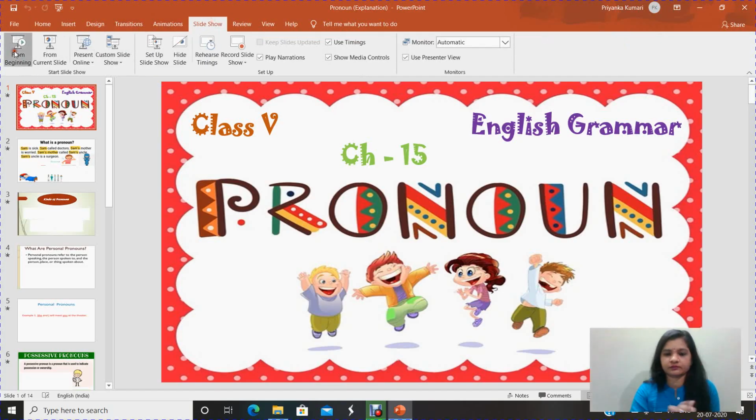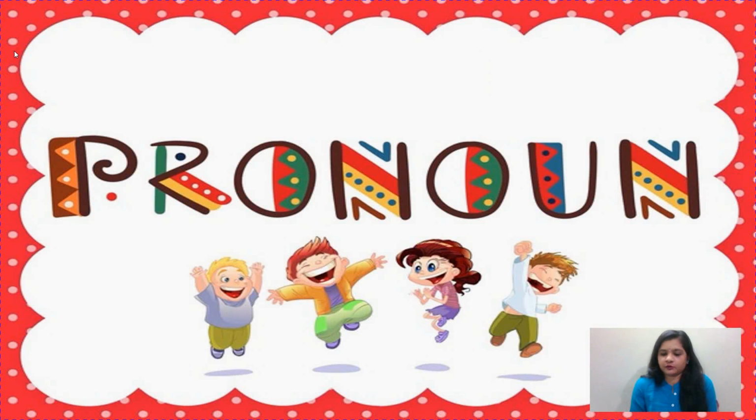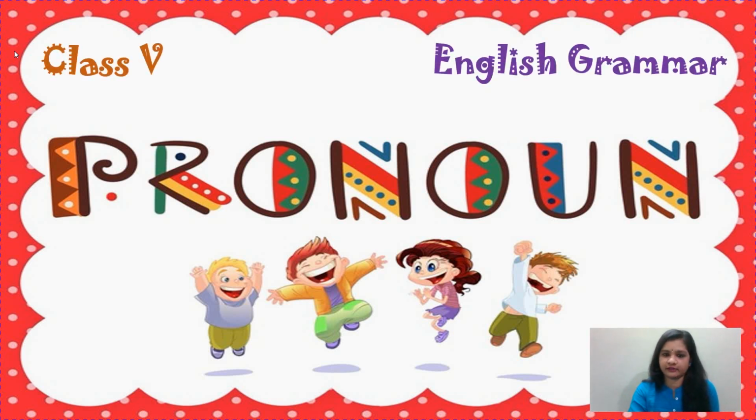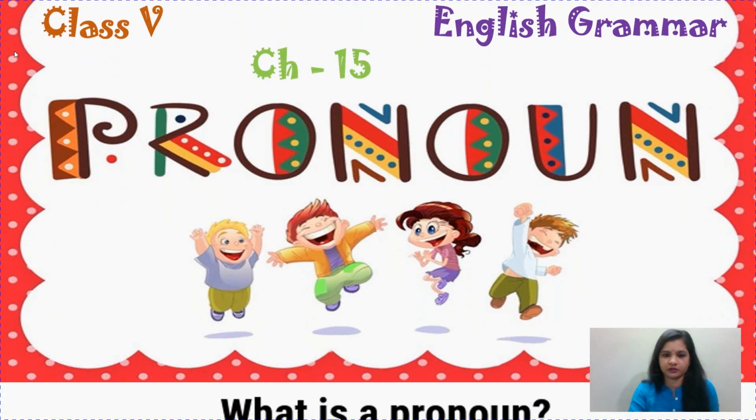Hello children. Okay, so today I have come with one more grammar chapter, that is pronoun. So children, from the chapter name only you can know that it is something which is related to noun. We have already learned noun, that is it is a name of a person, place, animal or thing. Or you can say it is a naming word. So pronoun is related to noun. So let's see how. So we are going to learn class 5 English grammar, that is chapter 15 pronoun.